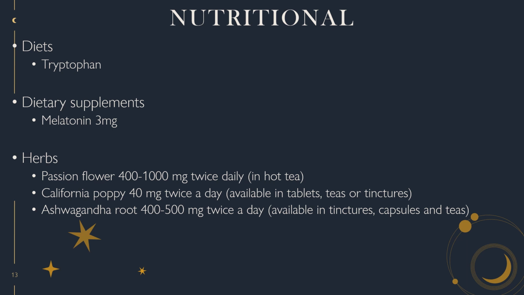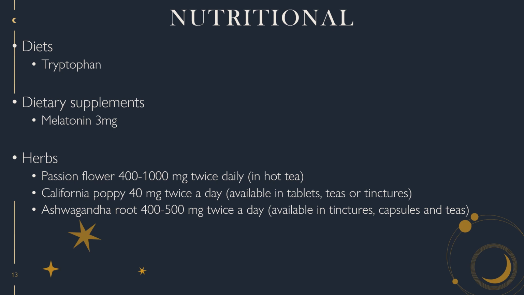Herbs. Passion flower, California poppy, and ashwagandha are just some examples of herbs that have been found to improve sleep. As you can see here, the dosages for passion flower to help make one sleepy are 400 to 1,000 milligrams twice a day. And this can be put in hot tea and steeped in hot tea.